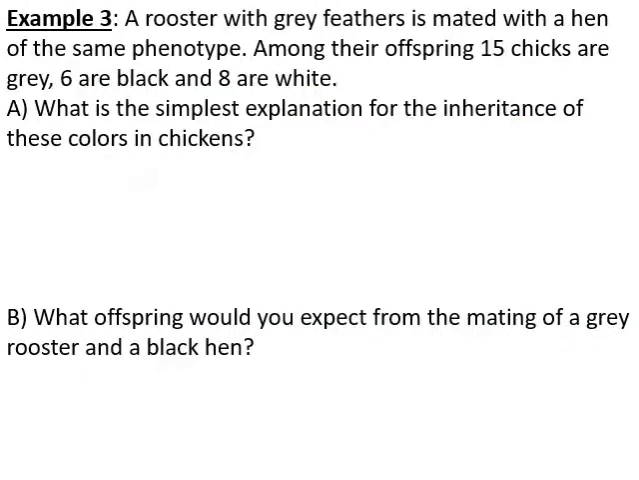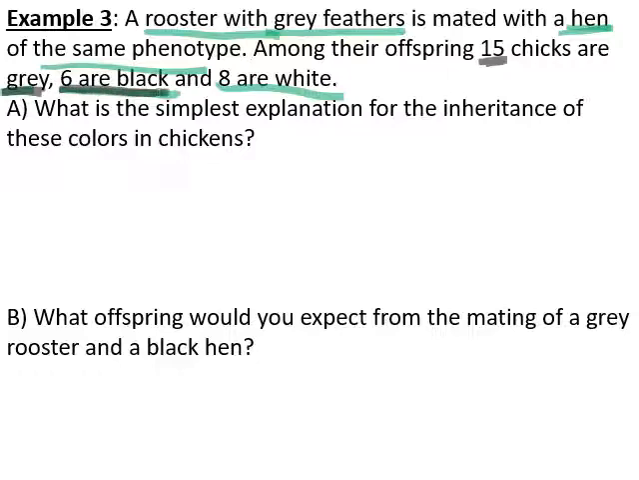All right, here we have a gray feathered hen. We have a rooster with gray feathers and a hen with the same phenotype, so it has also got gray feathers. They produce some baby chickens, and of those babies, 15 of them have gray feathers, 6 of them have black feathers, and 8 of them have white feathers. So if we look at the possibilities for how you could end up with most of the offspring, 15 end up with the same phenotype, they're going to be gray.